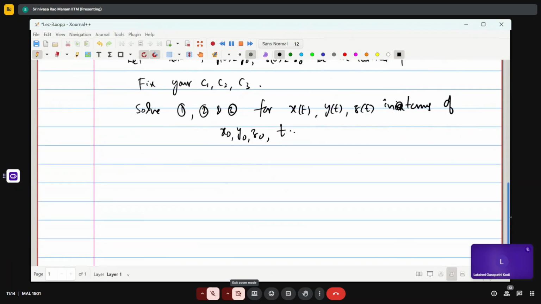So next we will see, we'll define what is pathline, streamlines, and streaklines. Okay, pathlines.